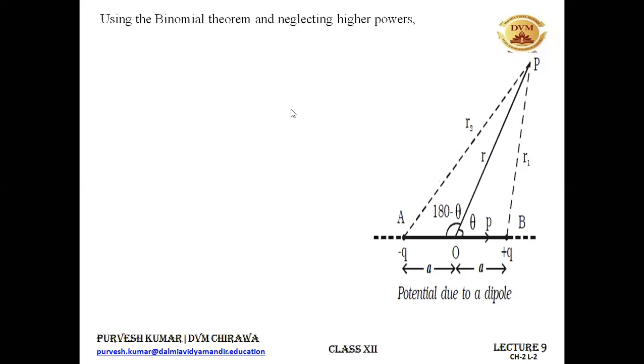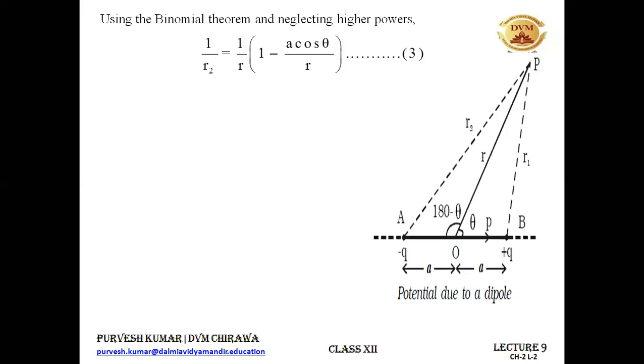So using the binomial theorem and neglecting the higher power, 1 upon R2 becomes equal to 1 by R, inside the bracket, 1 minus A cos theta by R. And this is our equation number 3. I hope it is clear. So now we have obtained the value of 1 upon R1 and also the value of 1 upon R2. Those values we can easily use in our equation number 1.